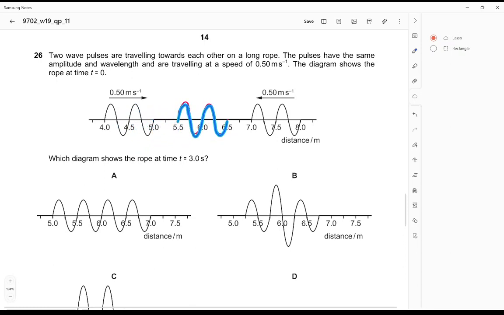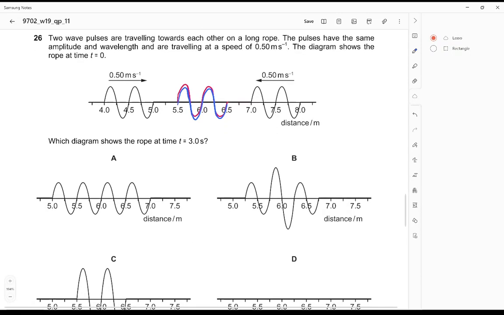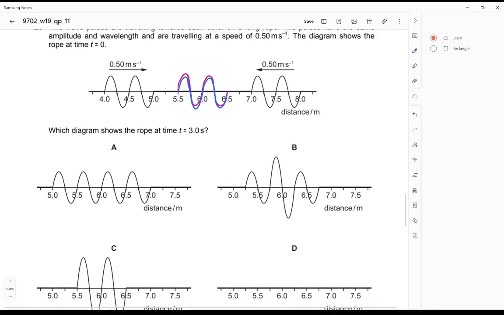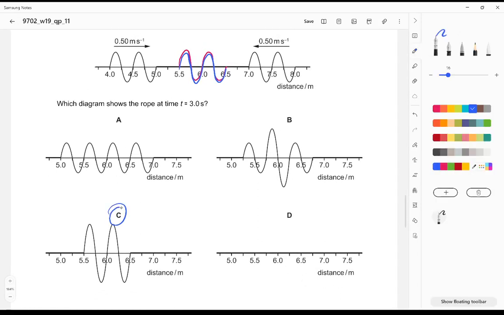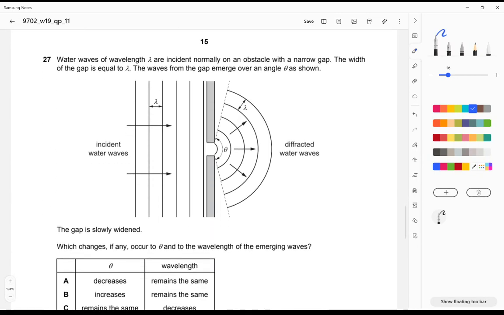You can clearly see that the two waves are superposing constructively, so the amplitudes are going to increase, and C should be the answer. Okay, so this is done. Anyways, let's just look at this question.